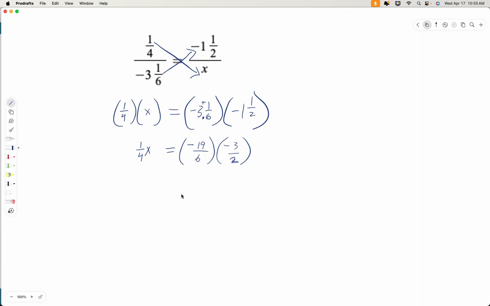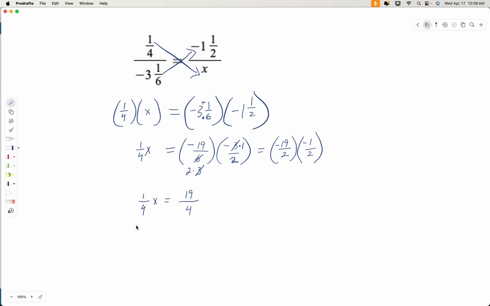Now, one of the things that I like to do is factor if I can factor to cancel some things out. So I know that 6 is 2 times 3. So that allows me to look at this 3 over here and say, well, that's 3 times 1. So I can cancel the 3's because I am factoring out 3. I'm reducing it by 3. So now I'm going to rewrite it here, negative 19 over 2 times negative 1 over 2. So 1 over 4x is equal to negative 19 times a negative 1. Negative times negative is a positive 19. And 2 times 2 is 4.